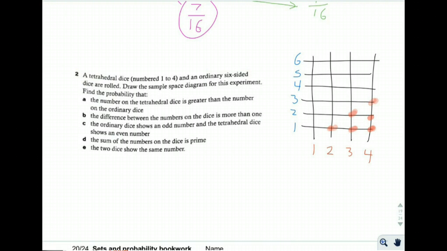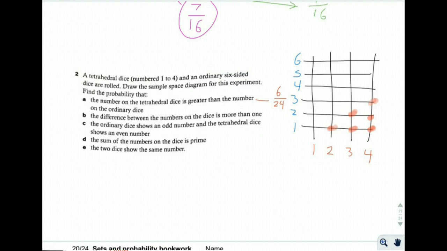Any of the others, the blue dice total is going to be bigger than the red dice number, right? So what do we have here? The total number of intersections here is 4 times 6, which is 24. And the number of outcomes that satisfy the condition are 6. So this would be 6 out of 24.